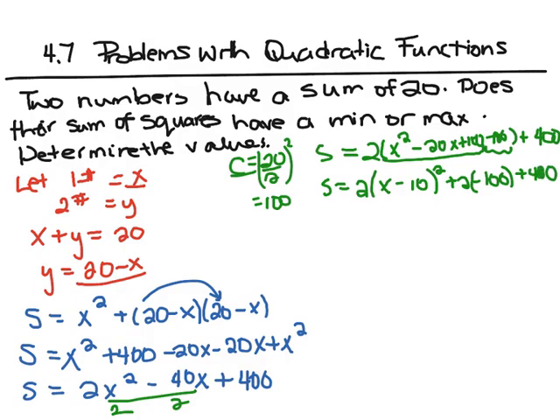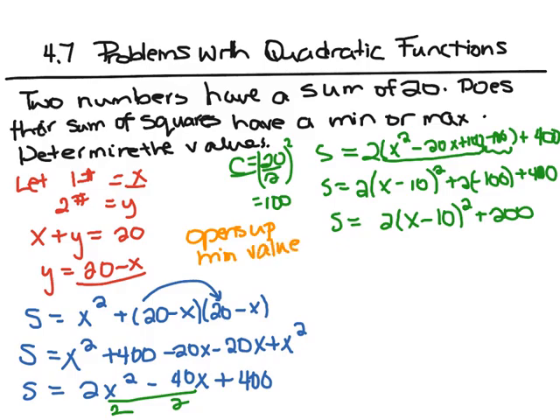It doesn't look like a 0. So S is equal to 2 bracket x minus 10 squared, 2 times negative 100 is negative 200, plus 400 is plus 200. If we look at our equation, we notice that a is positive, so it opens up. So we have a minimum value, and our vertex is at 10, 200.